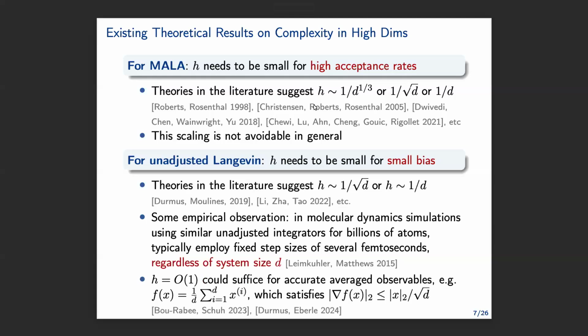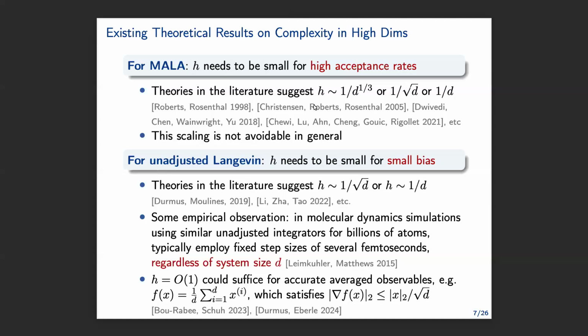There has been some work in the literature suggesting that h equals order 1 without decreasing could still work if you are only interested in some specific observables. For example, f(x), the observable, equals the average over all coordinates. This is like the concentration phenomenon. You have a lot of randomness in all the coordinates, but when you average them, you only get the coarse-scale features, for which you have smaller errors. Another way to say this is that the gradient of this observable scales like 1 over square root of D.